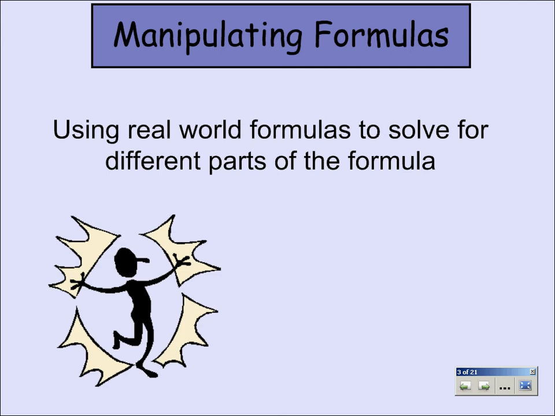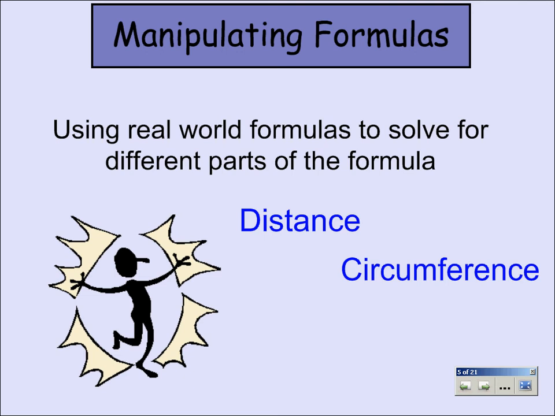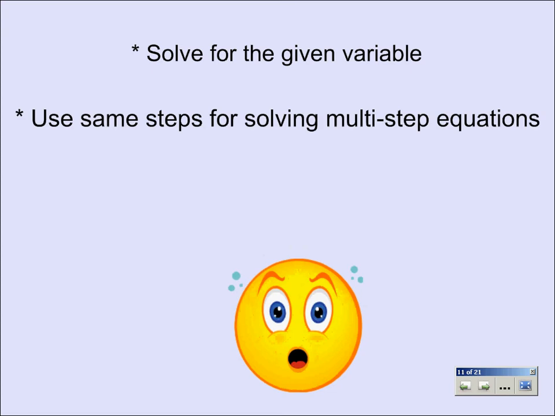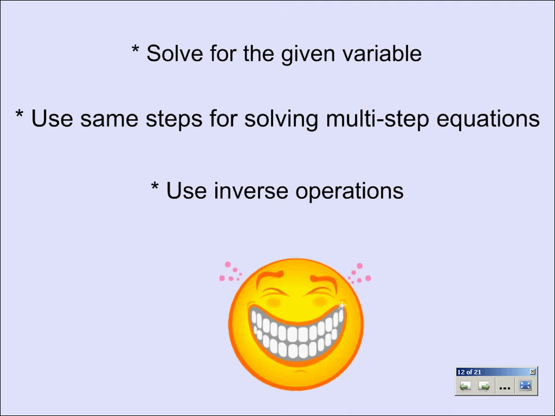Some formulas that you may be familiar with are distance, circumference, average, or even the perimeter of an object. Now, we're going to set out to do this, and don't panic, it will work out okay. So what we want to do first is set up our equation and solve for the given variable. The way we're going to do this is use the same steps for solving multi-step equations, which is, for example, using the inverse operation.